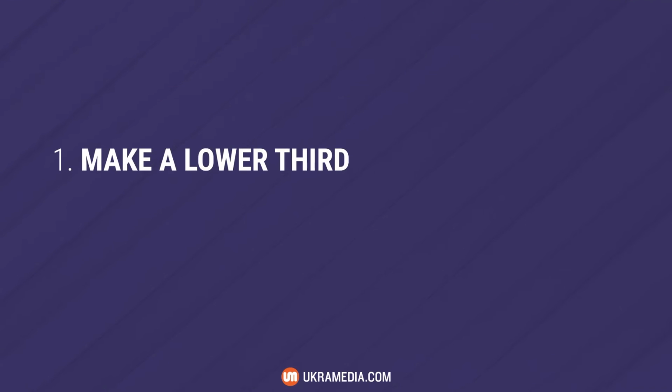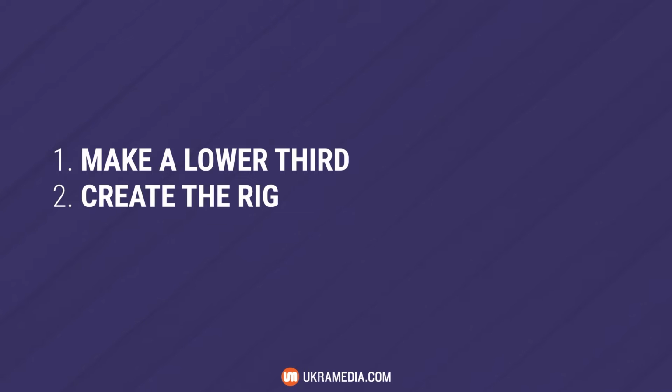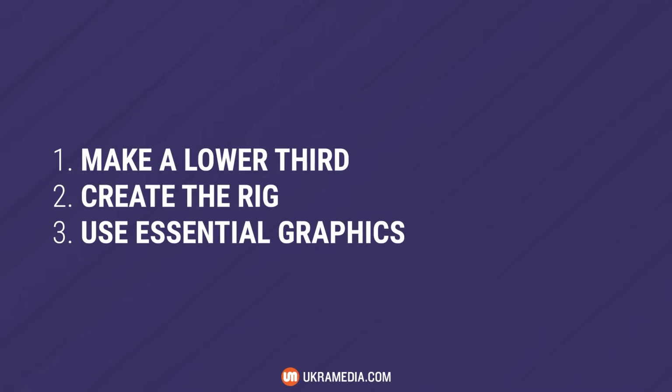So first, we're going to make a simple lower thirds graphic. Then we'll set up our rig and composition to display our icons using a slider. And last, we'll use Essential Graphics to access this slider from our main composition to put everything together.